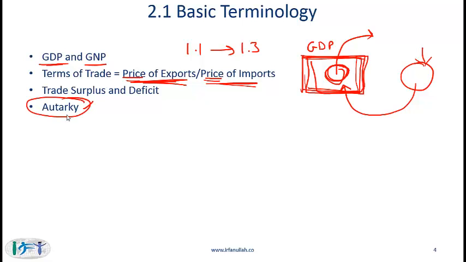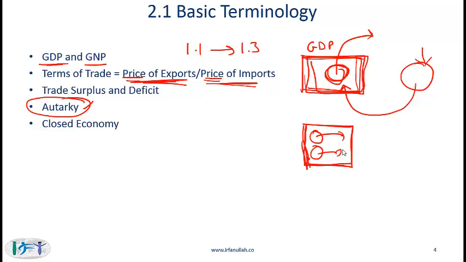Autarky. Here is a term that you might not have seen before, and autarky is closely related to what's called a closed economy. If you have a country which does not trade with the rest of the world, it produces goods and services, and then the goods and services produced in this country are also consumed in the country, then we say that we have an autarkic state and the economy is closed. Closed in the sense that it does not have any trade with the rest of the world. No imports, no exports.